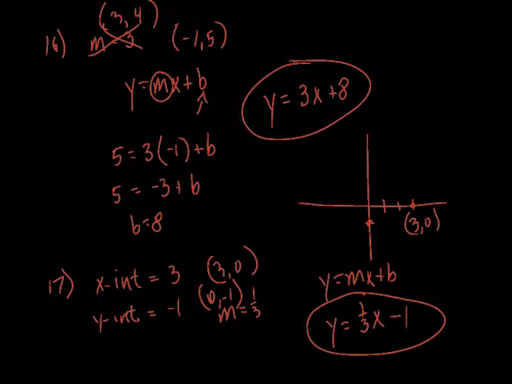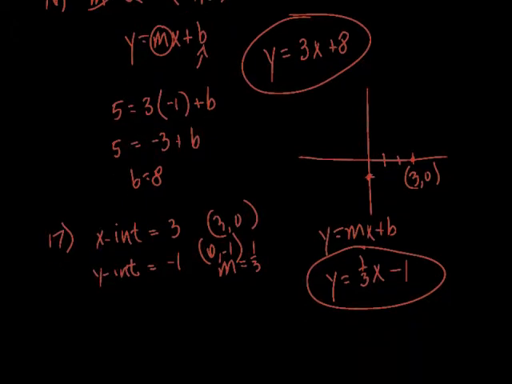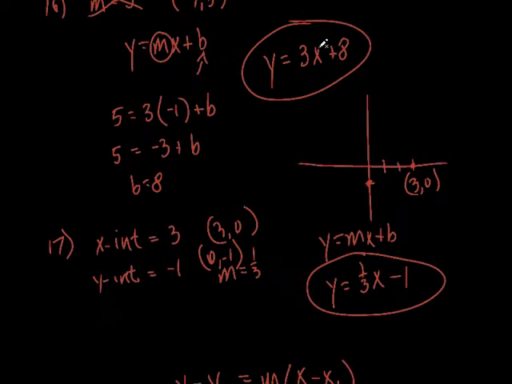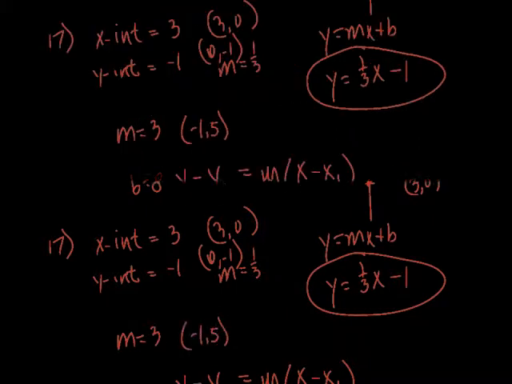Yes? I think there's one where you have to do point-slope form, yes. Point-slope form is y minus y1 equals m times x minus x1. So if they give you a point, like that other one, this problem right here, they gave you a slope, and then they gave you a point.